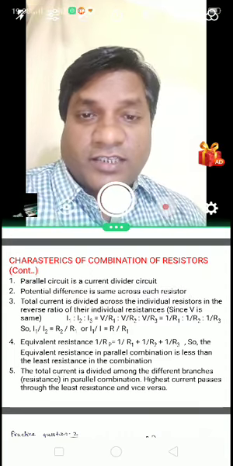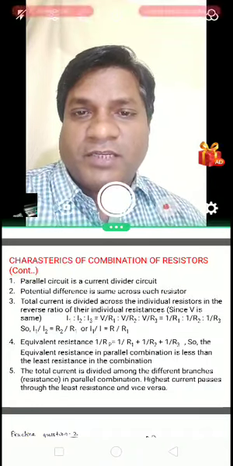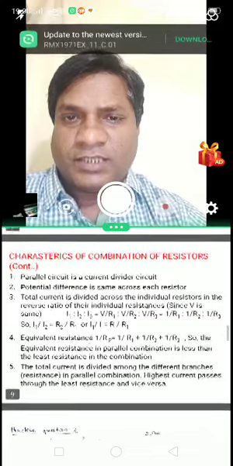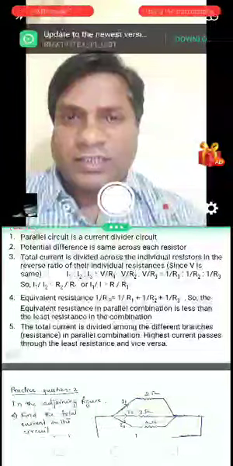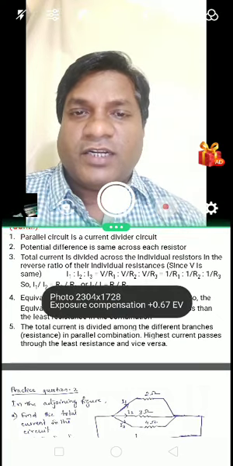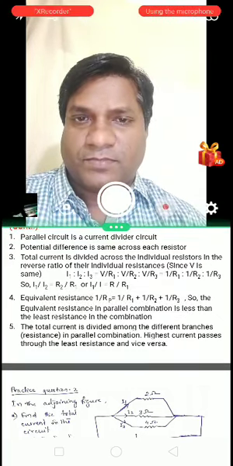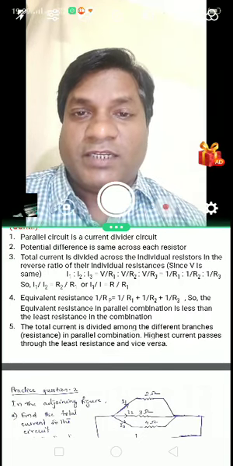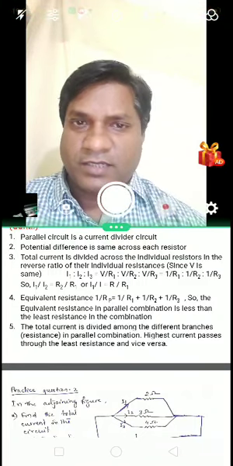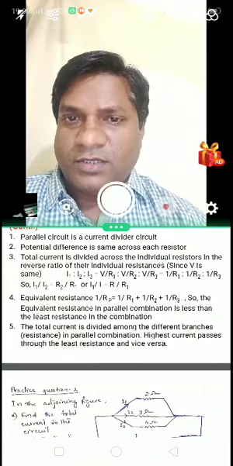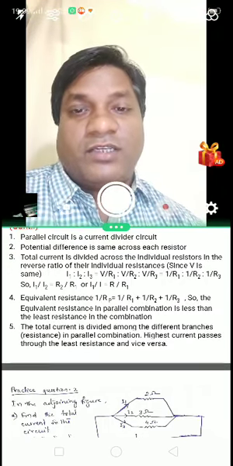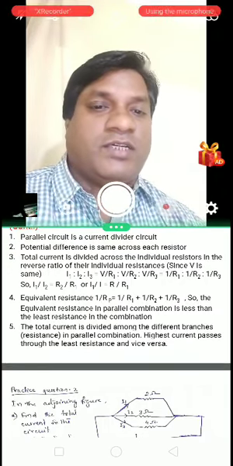So the characteristics of parallel combination of resistors, we can see here. The parallel circuit is a current divider circuit. That means the total current is divided into parts. The potential difference is same across each resistor. The total current is divided across the individual resistors in the reverse ratio of their individual resistances.